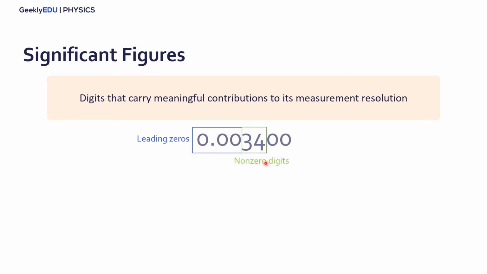And the non-zero digits, they are significant figures, and also the trailing zeros are significant. The only digits here that are not significant are the leading zeros. It just shows you how precise your measurement is, right? But they don't mean anything. They're not meaningful contributions. All the other zeros and non-zero digits, they are meaningful, okay, for your measurement.